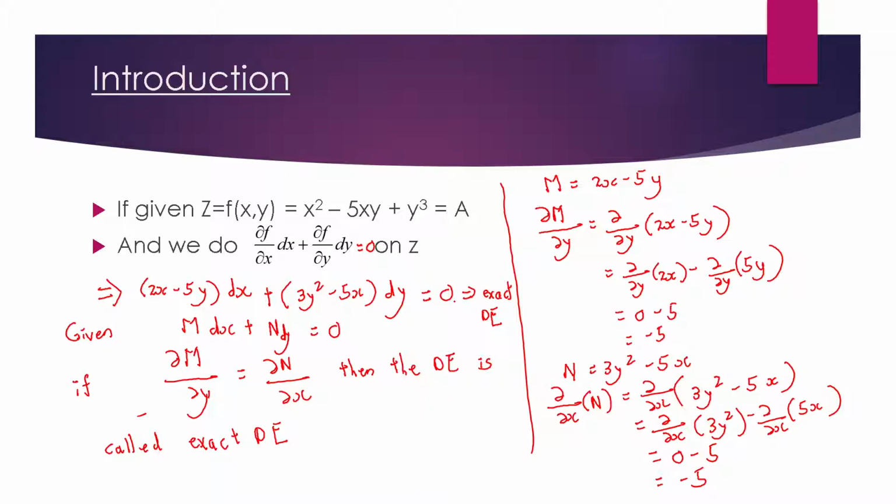This is what we call the short form for exact differential equations. If it is an exact differential equation, later on, how are you going to obtain its solution? The solution is here, because the solution for this exact differential equation is x squared minus 5xy plus y cubed equal to a.